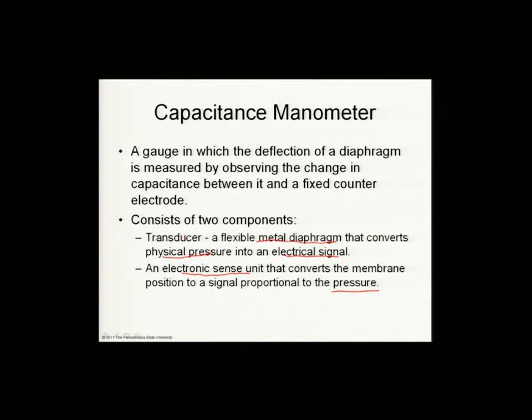Transducer, by the way, let's look at that word a minute. Trans means across, and deuce means to induce, to cause something. And so a transducer changes one thing into another. Here it's changing metal deflection into a change in the capacitance, which is then changed into an electrical signal. So the transducer is actually changing pressure into diaphragm deflection, which is changed into a capacitance change, which then gives an electrical signal. Kind of a signal that tells us the pressure.